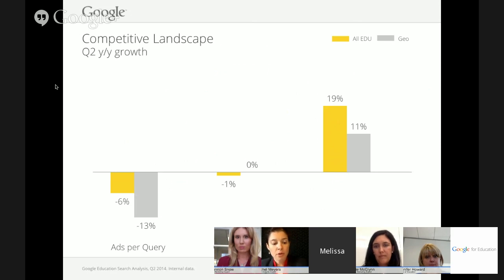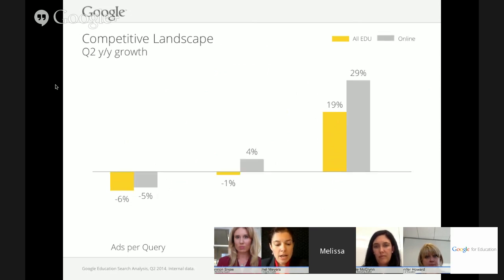Another area that we wanted to focus on, another noteworthy area, is online terms. These are search queries like online college or online universities. These also saw very good performance, and CPCs did increase by 4%. Clicks actually accelerated much faster than the overall EDU average. The overall EDU average was at 19%. The clicks for online terms in Q2 grew at 29% year over year.